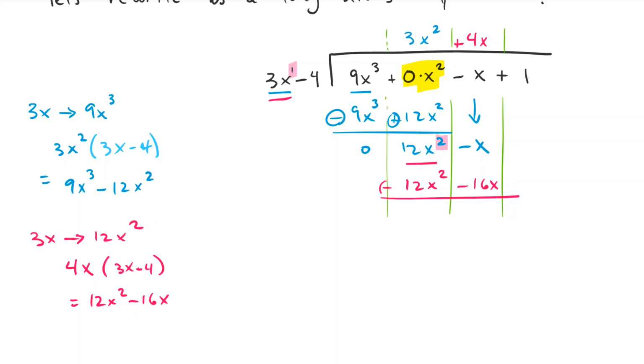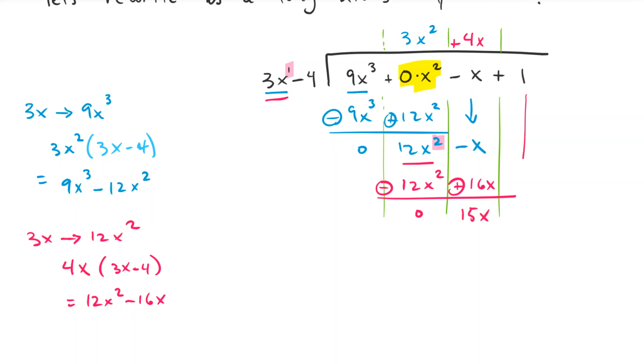Again, we change the signs and we add. I will circle the signs once I change them, just so I know that I've changed them. 0 here, and we get positive 15x here. We can pull down a positive 1. And again, we check, can we stop? My highest exponent here is a 1, here it's a 1, so they're the same. We got to keep going. After the next round will probably be our stopping point.